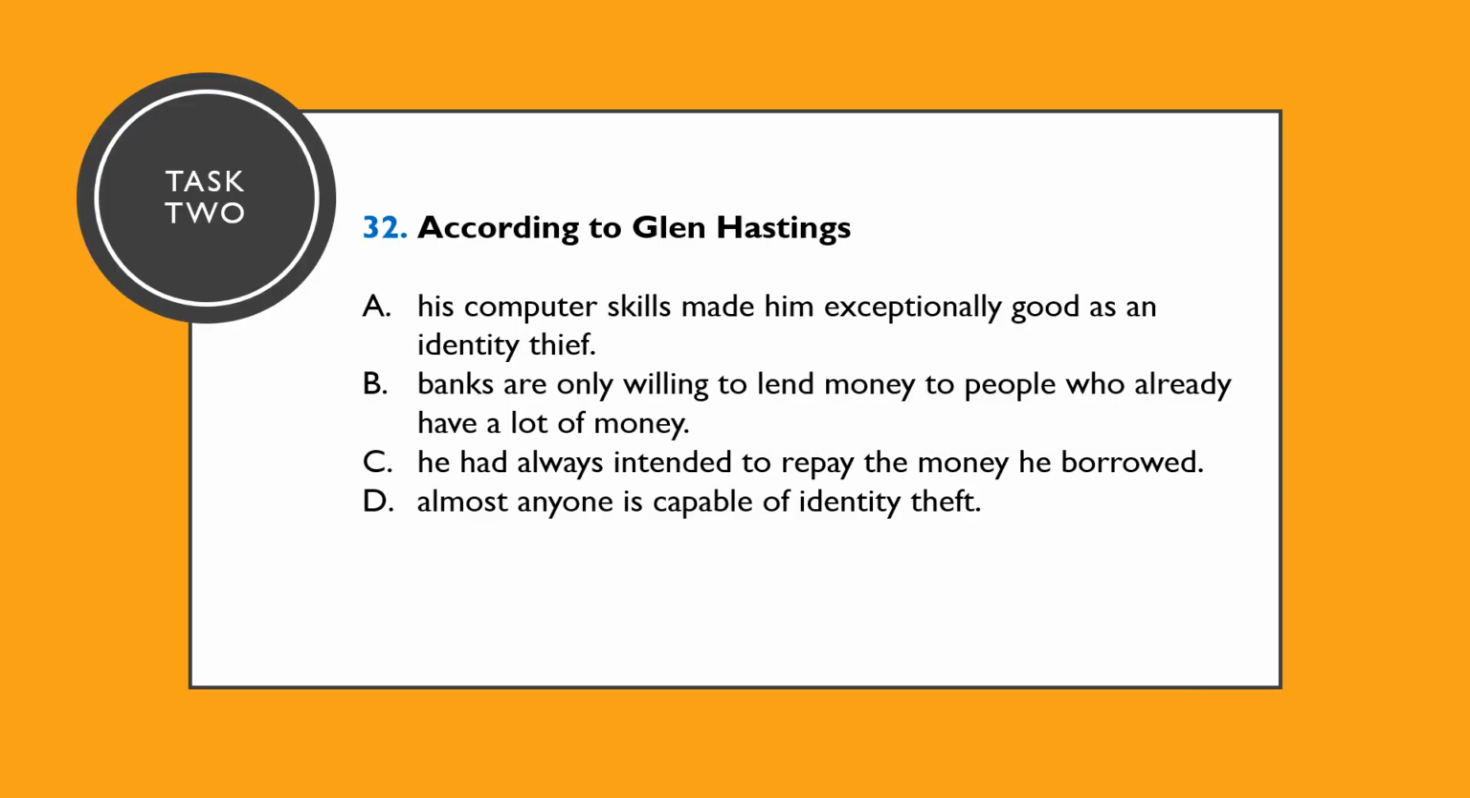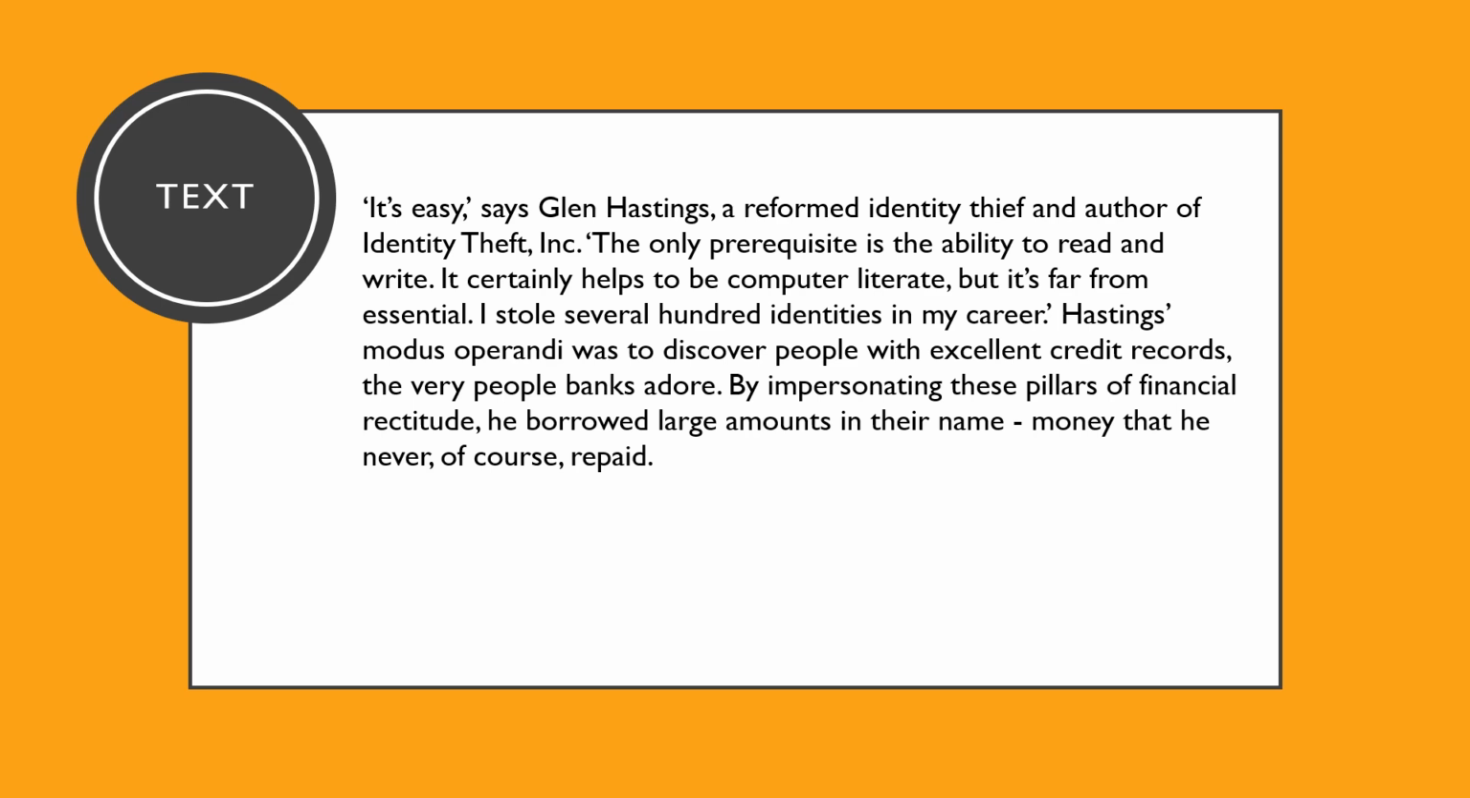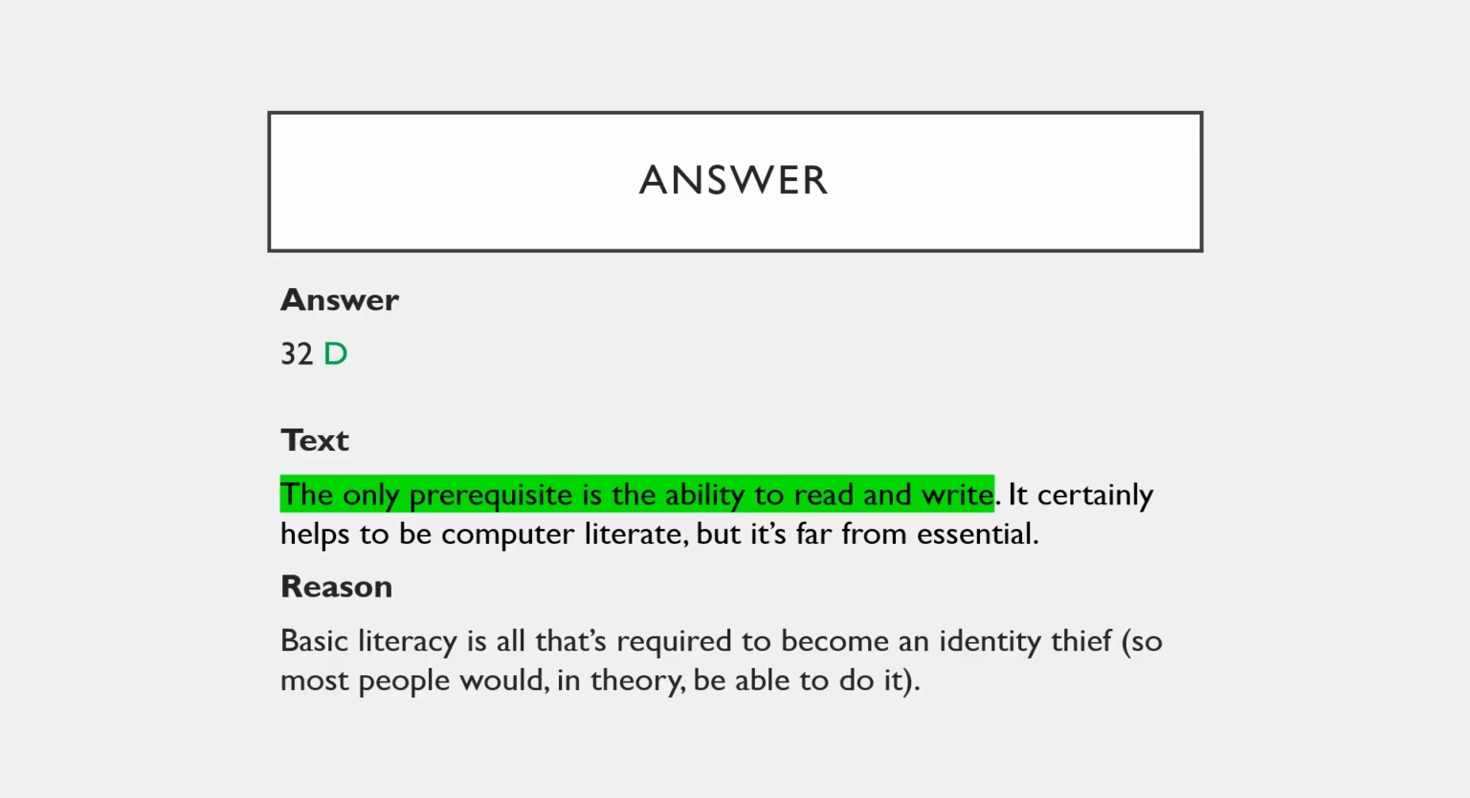Now pause the video while you read question 32 and underline the key words in the question. Press play when you're ready to go to the next page for the relevant section of the text. Pause the video and try to find the correct answer to question 32. Press play when you're ready to check your answer.